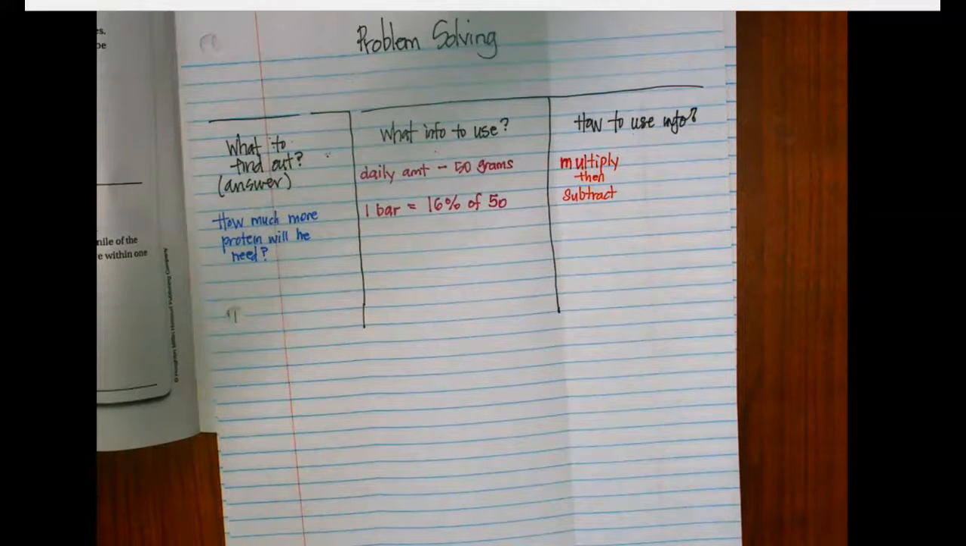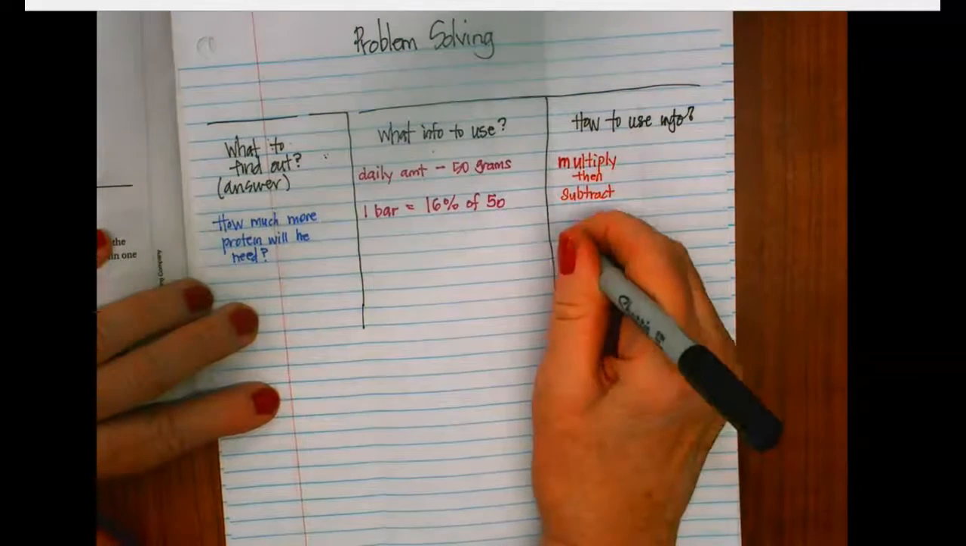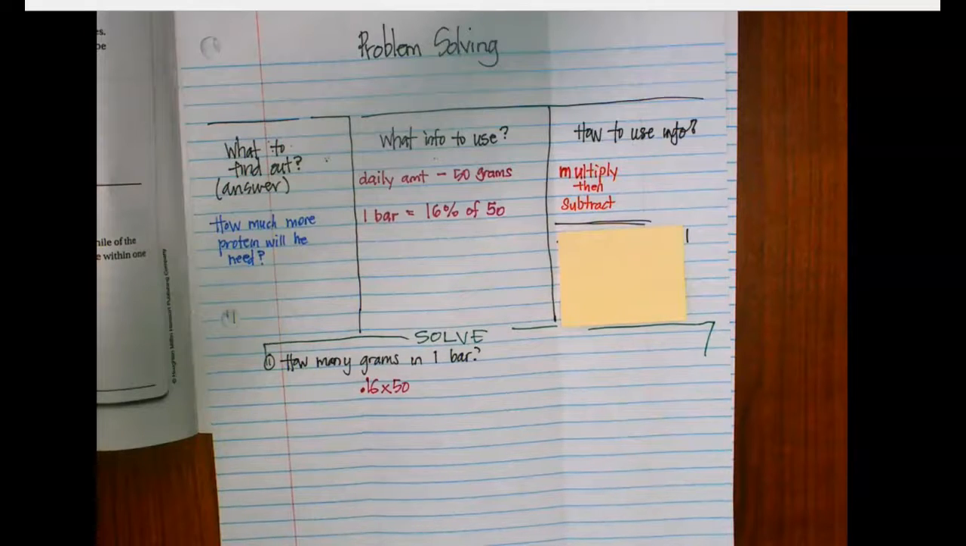Our first step is we want to find out how many grams are in that protein bar. How many grams are in one bar? We need to figure that out before we can figure out how much more protein he'll need. So the way we do it is multiply 16 hundredths times 50, and that equals 8.